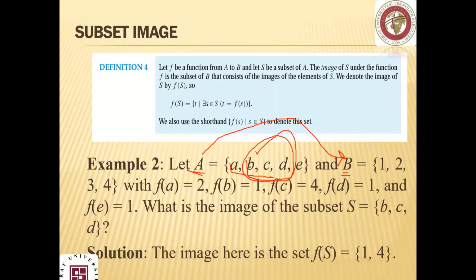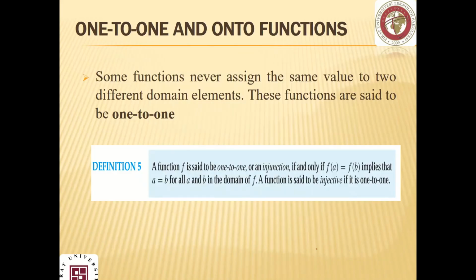In order for you to get it, look at the image here. f of B is 1, so this is the first element. Then f of C is 4, the second element. f of D is 1, which we already have, so you don't repeat. It would be 1 and 4, that's it. This is a direct example, it's easy actually, not difficult.